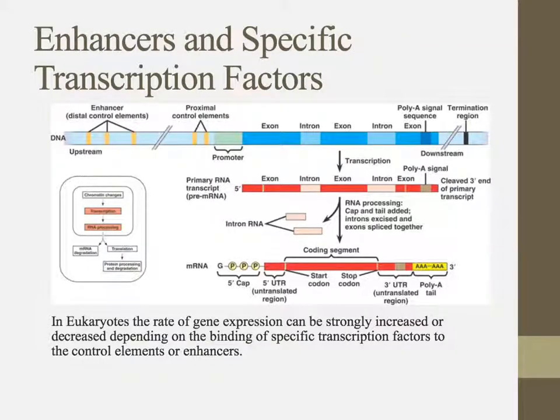So we're going to now talk about enhancers and specific transcription factors. We have this diagram that may look similar to something you've seen before, but has a little bit extra put over here. And that's talking about the specific transcription factors I was talking about in the last slide. In eukaryotes, the rate of gene expression can be strongly increased or decreased depending on the binding of a specific transcription factor to the control elements or enhancers. The control elements are here and the enhancers are here. So that's really what it's talking about when it's talking about specific transcription factors.